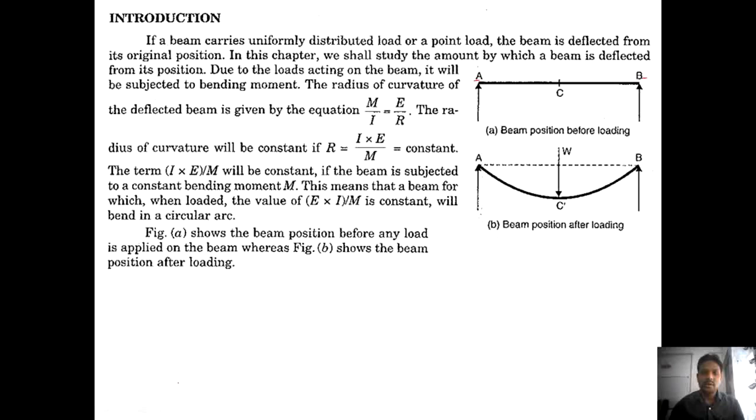First of all, for the introduction part, if a beam carries a uniformly distributed load or a point load, we have seen a number of types of loading, that is point load, UDL, UVL, that is uniformly distributed load and uniformly varying load. Whatever load is subjected to the beam, it gets deflected. In the diagram you can see the beam position before loading. Here there is no load, and when load is applied at the center or mid span, it gets deflected by this much amount. So the beam shape is changed now, it is curved now.